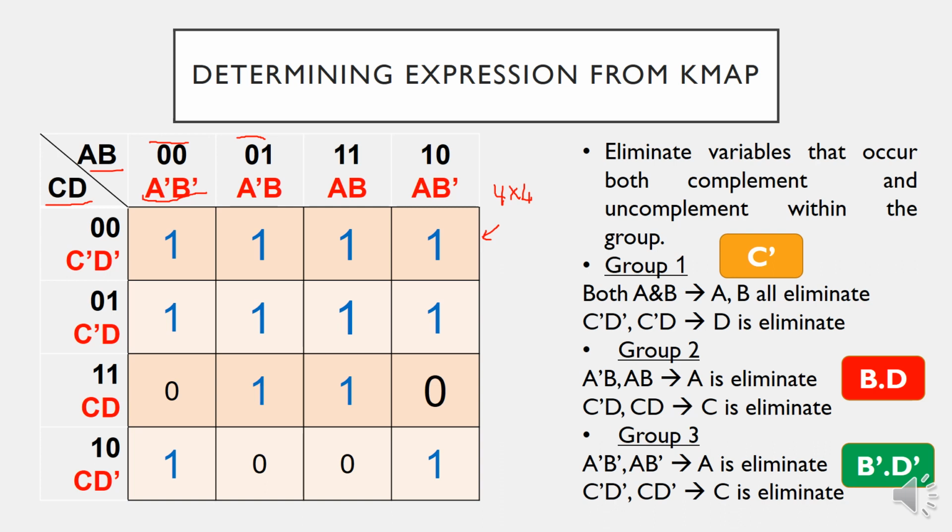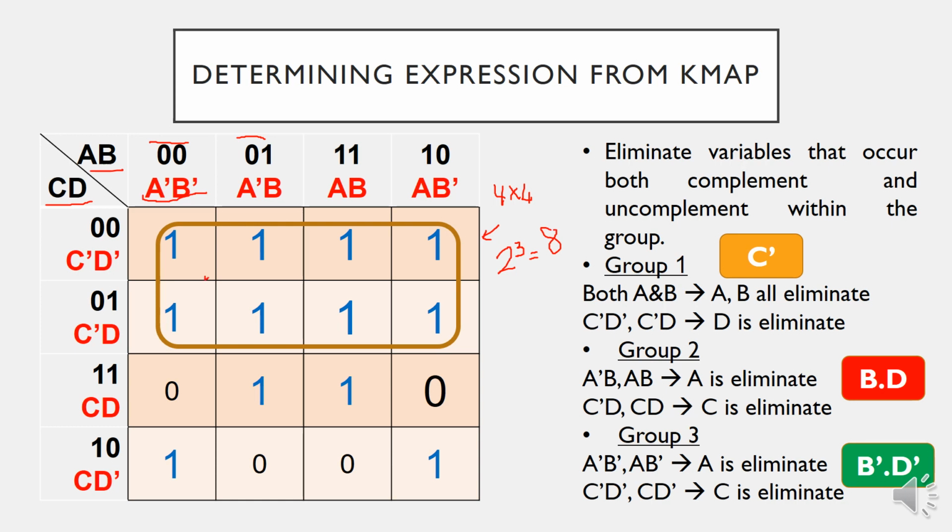So the first step is to find the largest group which can cover the ones. For the first group, the largest we can find is a group with 8 cells. This is based on 2 to the power of n. This time we can have 2 to the power of 3, so that's why we have a total of 8 cells in one group.